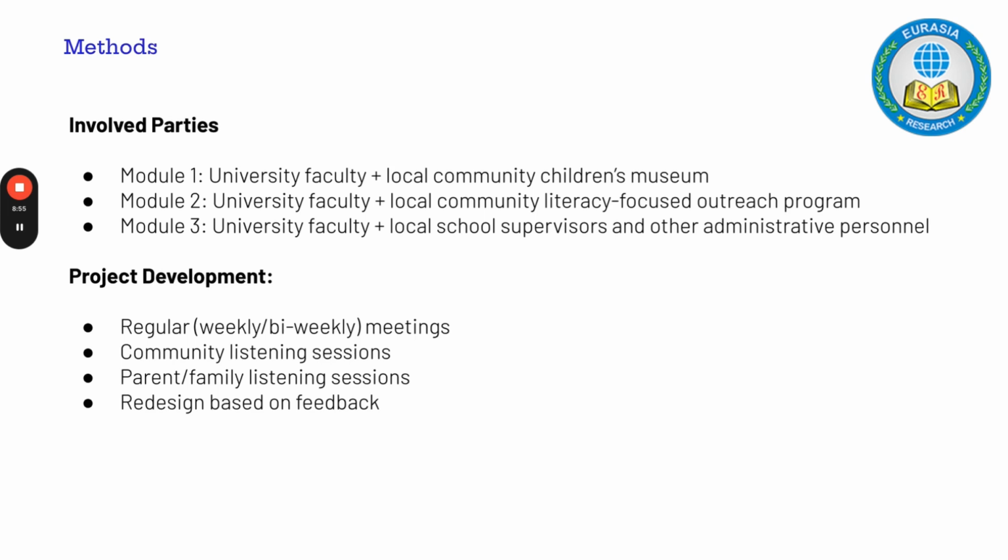So for each module, we had a different element or collaboration with different people in the community and others that represented people in the school that were stakeholders, as well as parents and families. In terms of the project development, we had regular weekly or bi-weekly meetings. We held community listening sessions to inform the development of our modules and the redesign based on feedback, as well as a parent and family listening session that gave us insight into what parents and caregivers wanted to see happen in terms of family, school, and community engagement. We took all of this data and we used it to inform how we redesigned the modules based on that feedback.